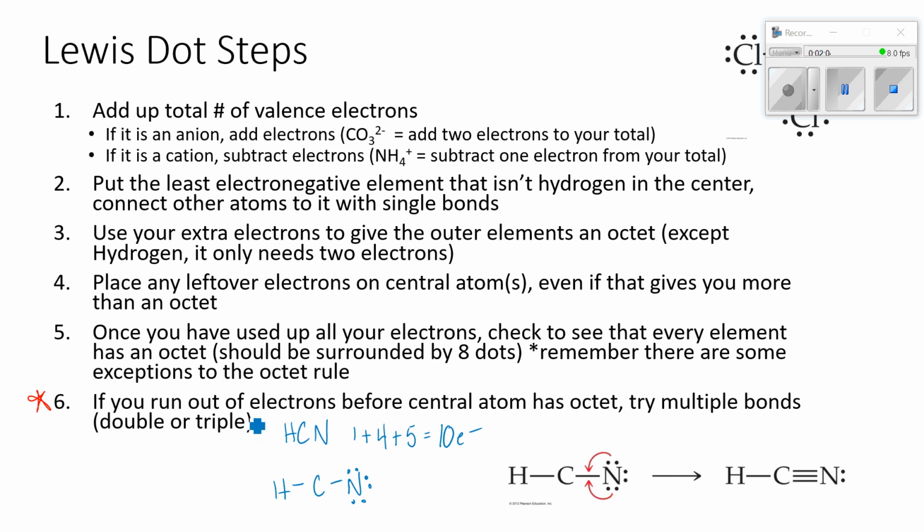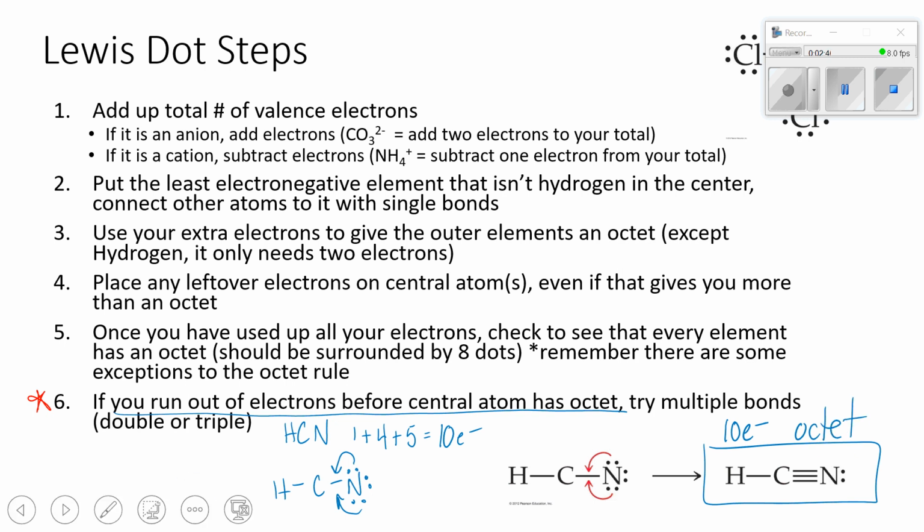So what I often see people doing is using double or triple bonds when they don't need them. Okay, your double or triple bond should be your last resort. The only time you're going to use a double or a triple bond is in a case like this, where I have run out of electrons before the central atom has an octet. So I'm going to say, okay, carbon needs an octet. I've already used up all 10 electrons. I don't have any more dots to give to carbon, but I can make nitrogen share some of its electrons and make a triple bond, and then this is the correct structure. I still have 10 electrons. Everyone's got an octet. That's the goal. That's what we're looking for, ideally.